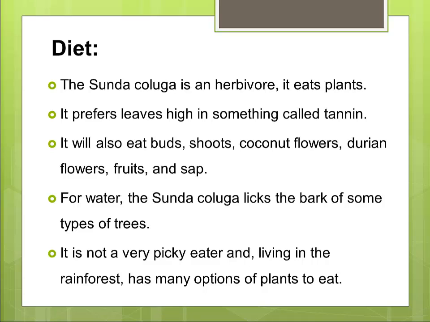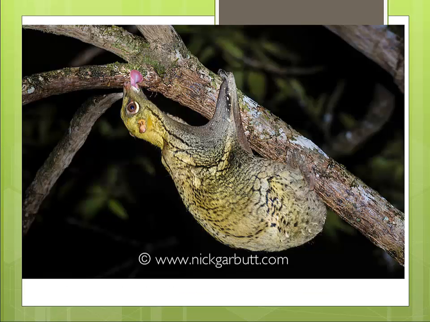Diet: the Sundacaluga is an herbivore. It eats plants. It prefers leaves high in something called tannin. It will also eat buds, shoots, coconut flower, durian flowers, fruits, and sap. For water, the Sundacaluga licks the bark of some types of trees. It is not a very picky eater, and living in the rainforest, it has many options of plants to eat. And there he is, licking the bark.